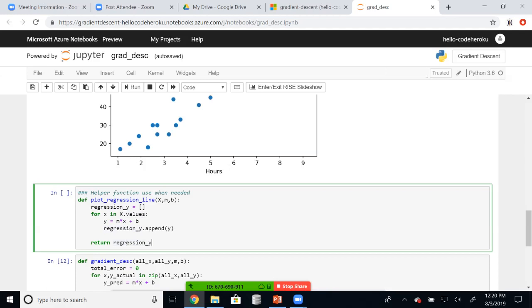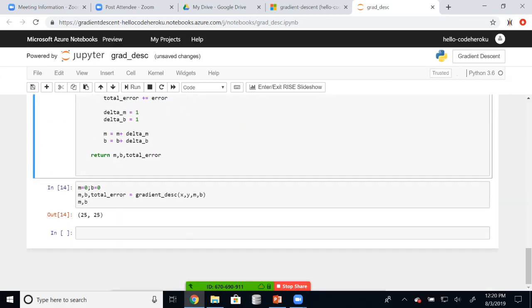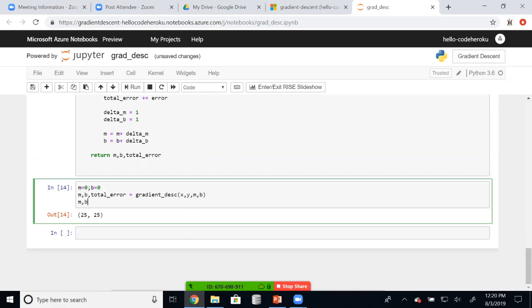So let's go ahead and run this as well. And let's call it after we have calculated. I want to plot this on a graph and see how this thing looks like, right? So that's the reason I've given that function to you, plot regression line. So what we should say is the y over here should be plot regression line.